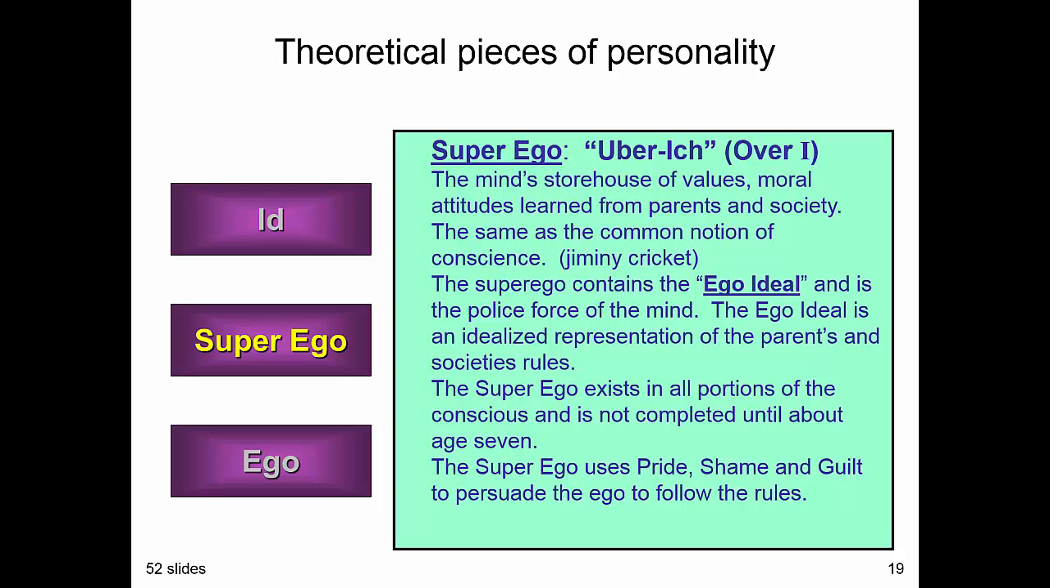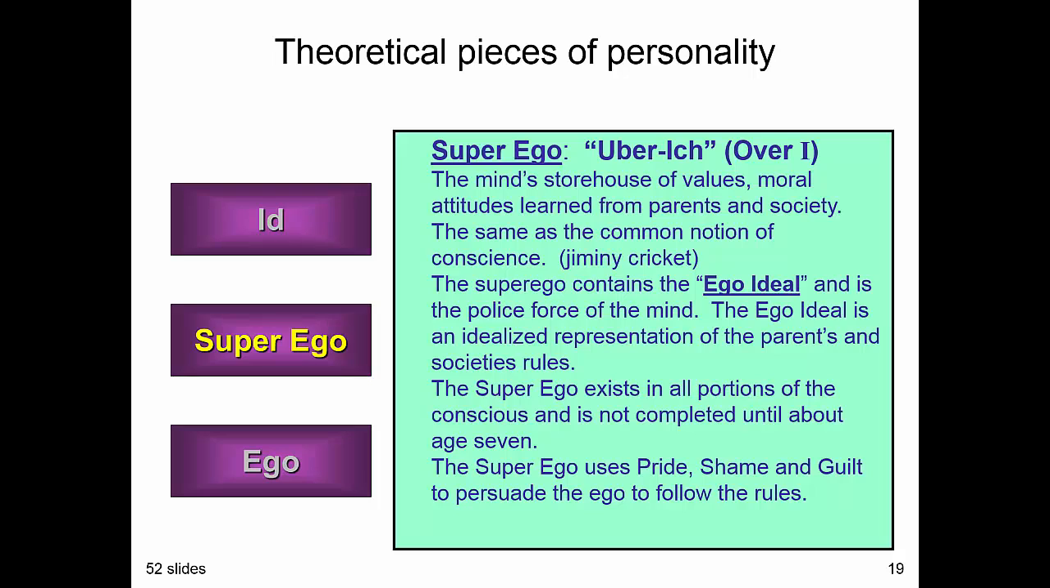The superego also contains the ego ideal, which is the model of the perfect person. The ego ideal is an idealized representation of the parents' and society's rules. The Über-Ich can be called the police force of the mind. The superego exists in all portions of consciousness and grows with every new rule we learn. It's not completed until about age 7. The superego creates pride, shame, and guilt to persuade the person to follow its rules.